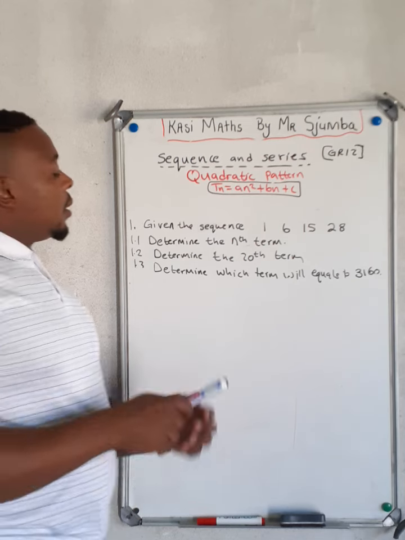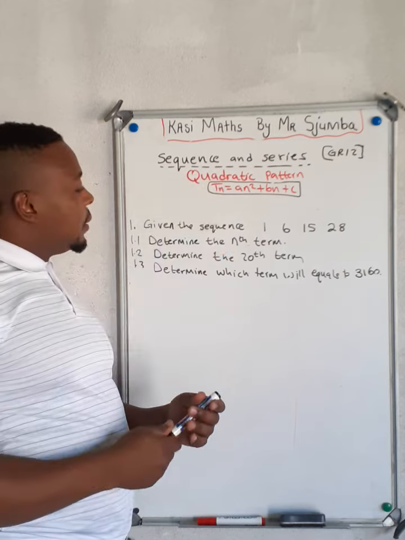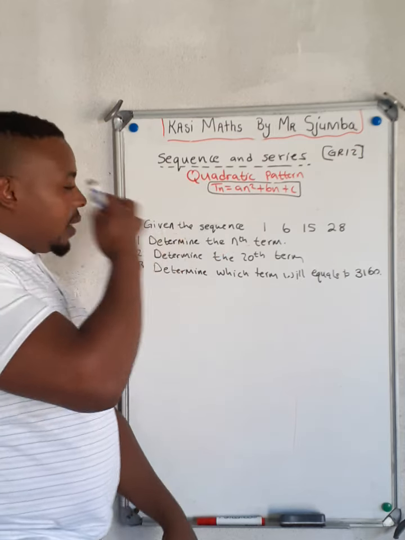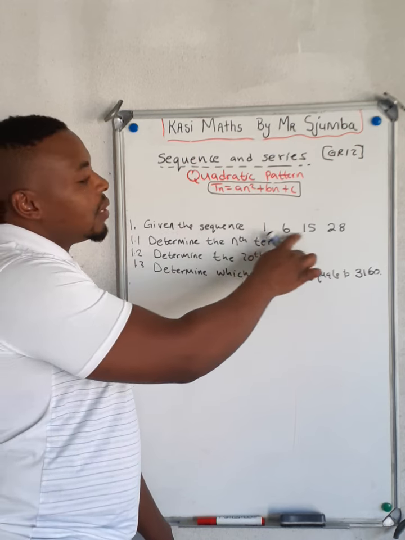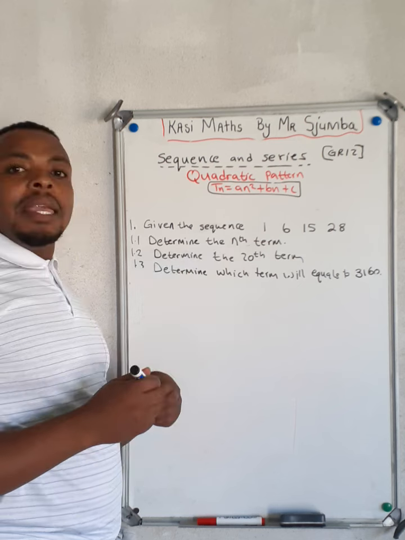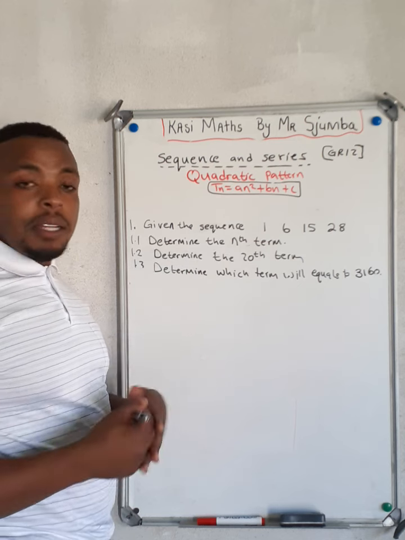Here we'll be doing a quadratic pattern. Let's get to it. Now we give you a sequence, which is 1, 6, 15, and 28, and then we should determine the nth term. The nth term is a formula, a general term.